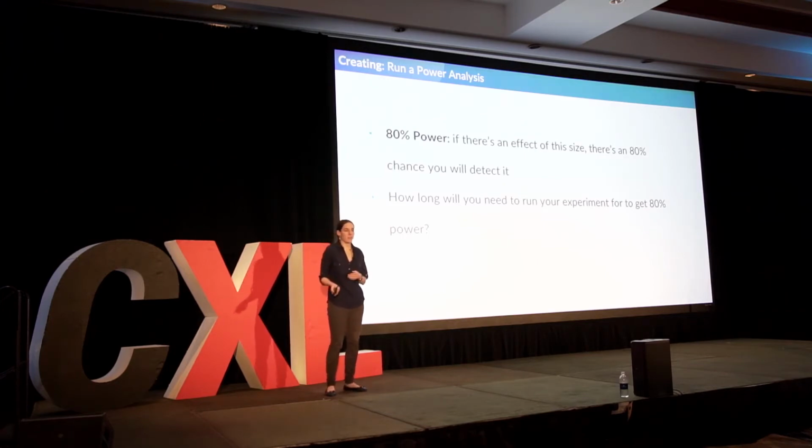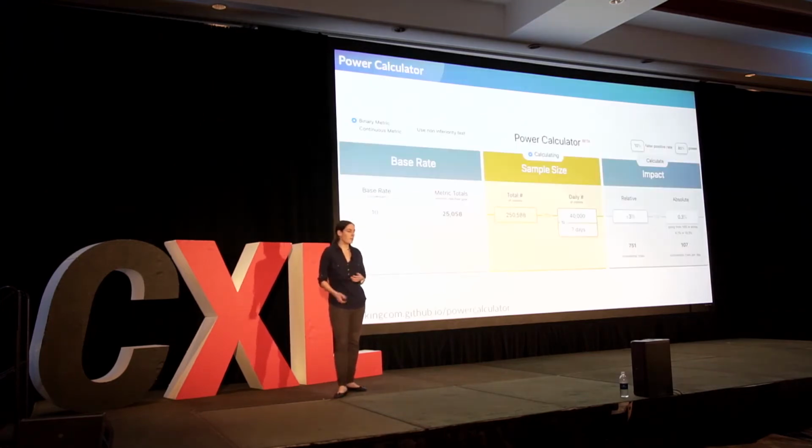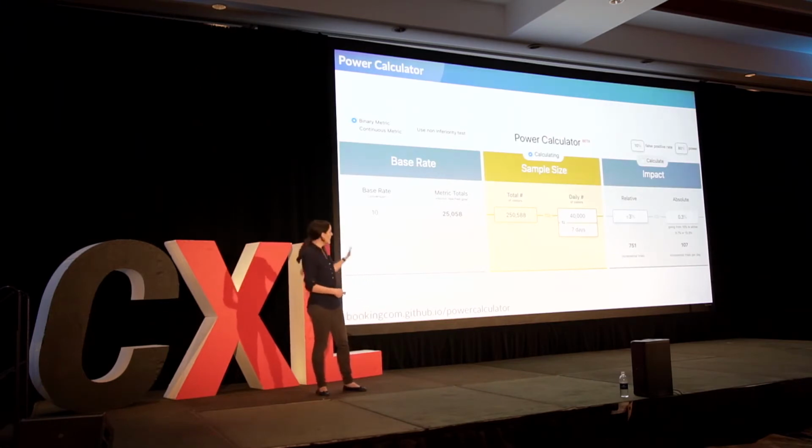How do you do a power calculation? There are a lot of tools out there. One I like is Booking's power calculator. So this might look like, wow, it's a lot of numbers, but let's break it down. We're just using the numbers we calculated in that prioritizing step.